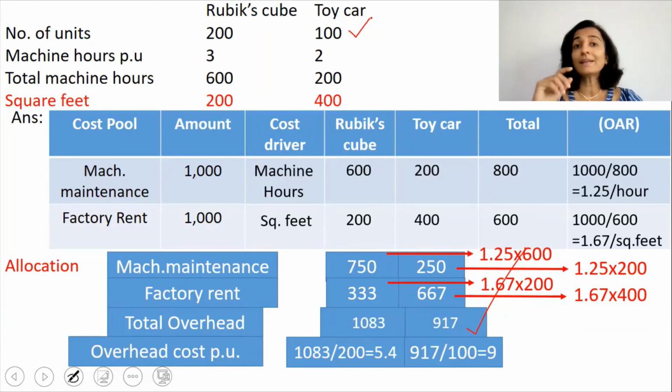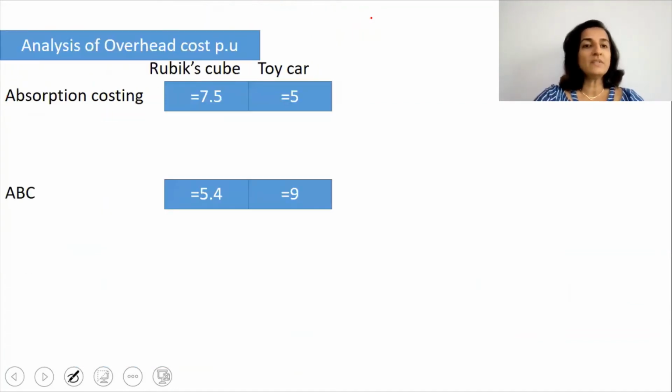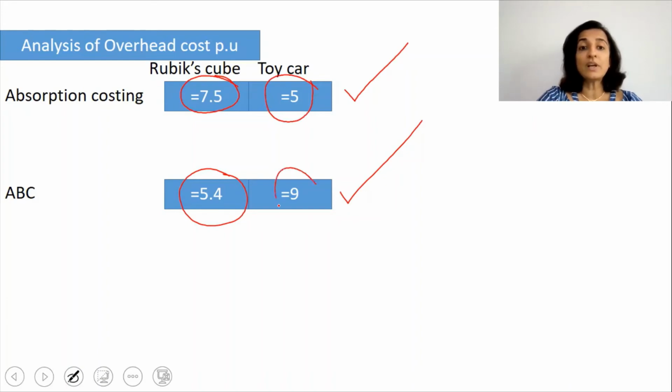Now we will have a quick look at the overhead cost that is arrived at under the absorption costing and the activity-based costing. So these were the figures that we obtained under absorption costing, and these are the figures that we obtained under activity-based costing. If you see here, under absorption costing, the Rubik's Cube overhead cost was 7.5. It has been reduced to 5.4 under ABC. And as for toy car, the overhead cost per unit was only $5 under absorption costing. It increased to $9 per unit under activity-based costing.